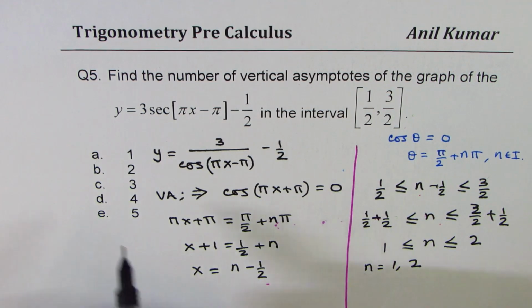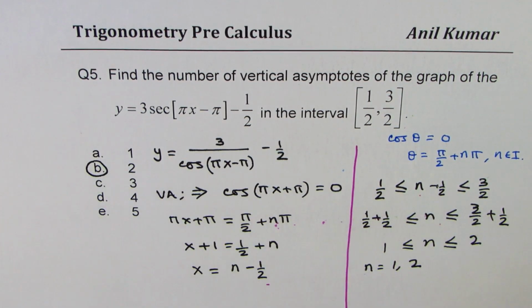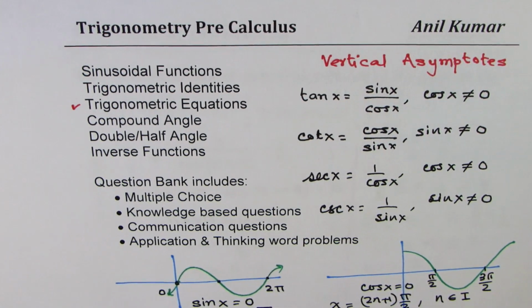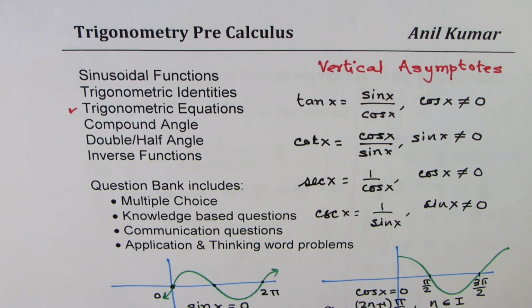Perfect. And therefore, the answer B is correct. So we have two vertical asymptotes within the given interval for the secant function. Is that clear? So that is how you could actually solve this question. So what you have seen here is that we have solved all 5 questions. We used different techniques to solve them, and they probably helped you to figure out different ways of solving such questions.